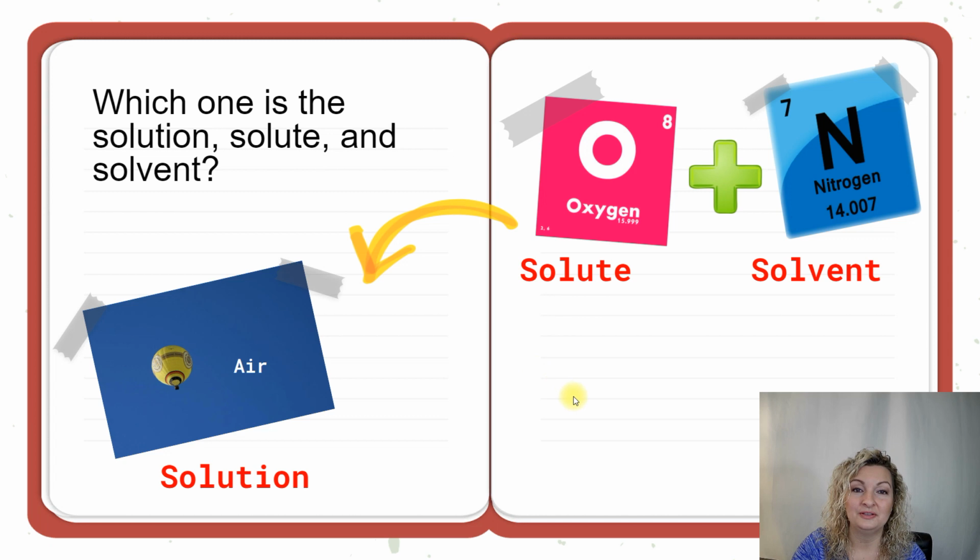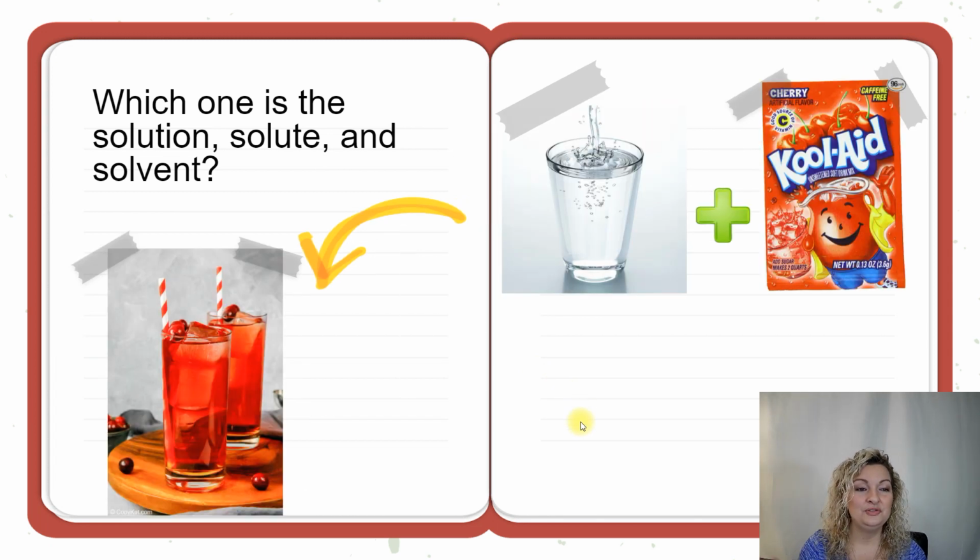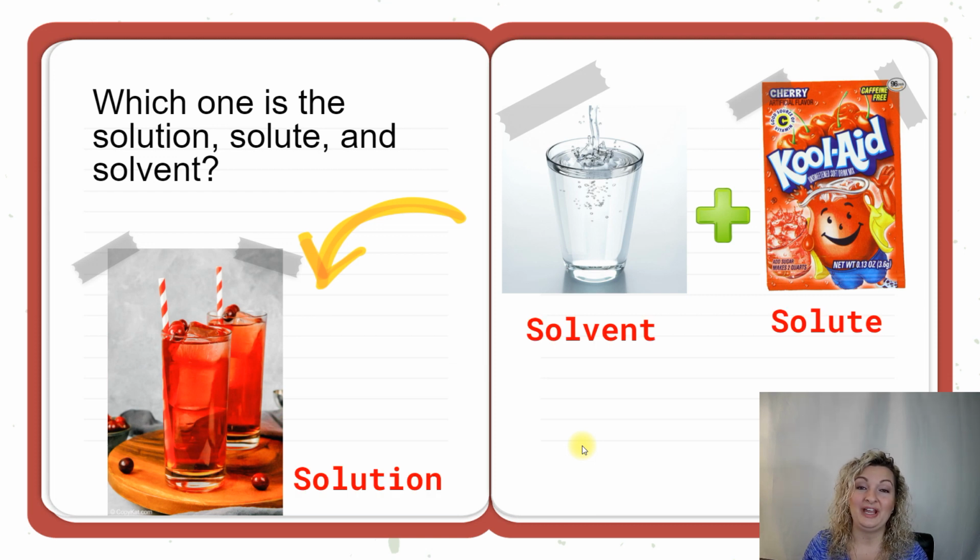Let's go ahead and try another one. So which one is a solute, solvent, and solution? Pause your video. Okay, let's check out our answers. So when making Kool-Aid, we are going to dissolve our Kool-Aid powder into our water. So the Kool-Aid powder is the solute, what is being dissolved, and we're going to dissolve that into our solvent water, stir that around, and create our solution of our Kool-Aid, okay? Which brings us to our next one.